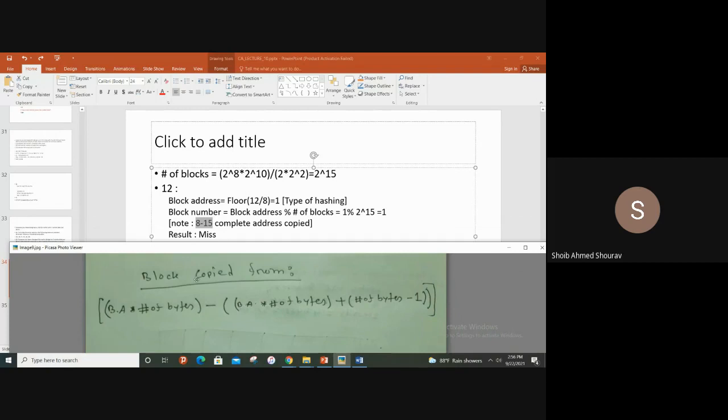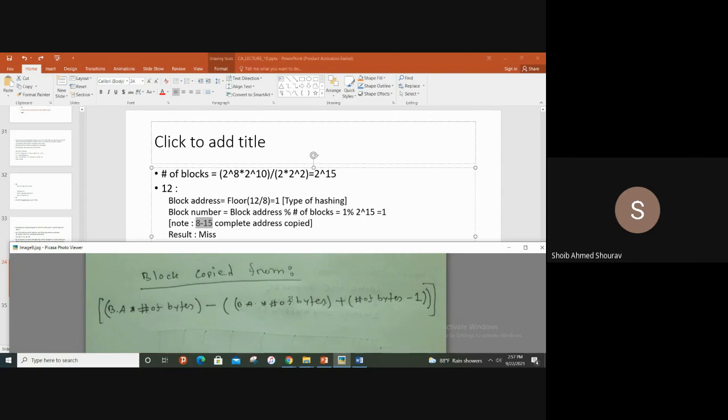Okay, so in here, block address is 1, right? 1 into number of bytes per block, which is 8. So 1 into 8 will be 8, right? Then 2, what? 8 to 15. How is this 15?